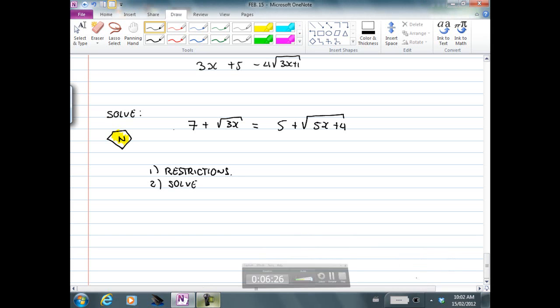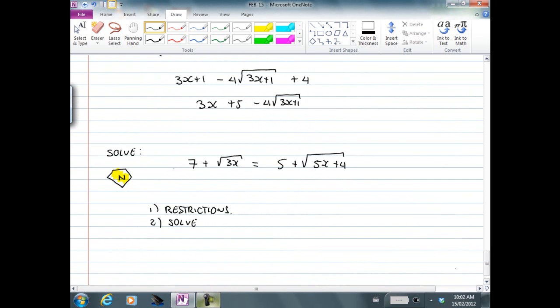I'm going to pause. I walked around and 2 people got the solution. I'm going to go over how this is done. But the key has to do something with the shortcut I told you about. Now first, let's start with my restrictions.